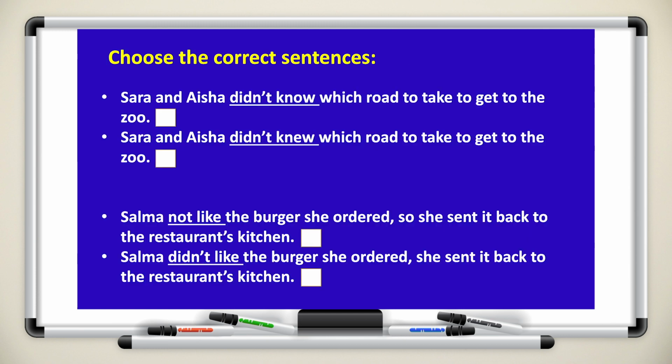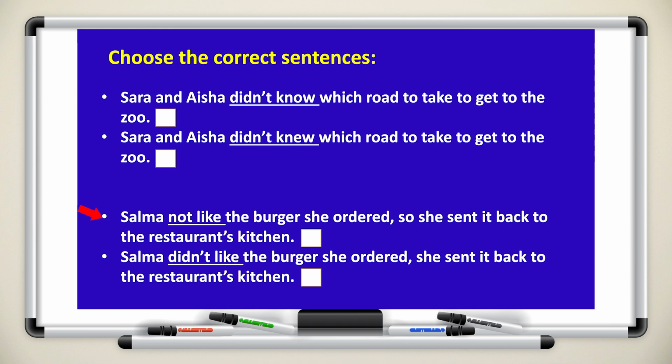Now choose the correct answer and test your understanding. Sarah and Aisha didn't know which road to take to get to the zoo. That's one sentence. The other sentence will be, Sarah and Aisha didn't know which road to take to get to the zoo. So think about it. It's auxiliary verb and the verb coming after it should be in one form. What do we call that form?